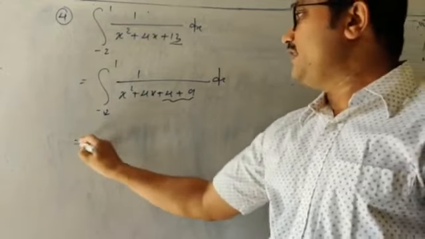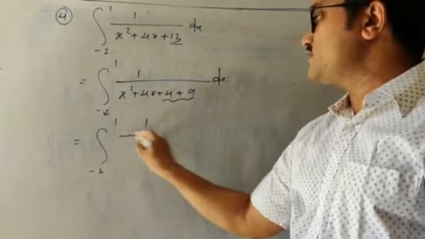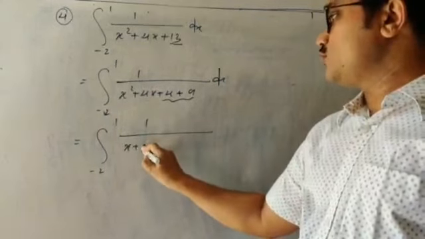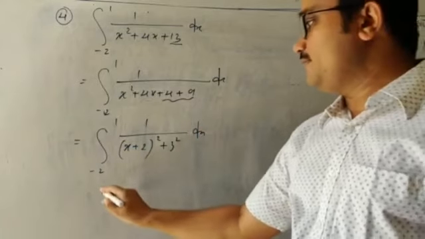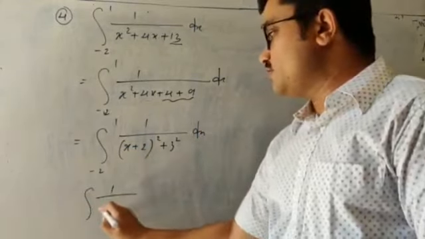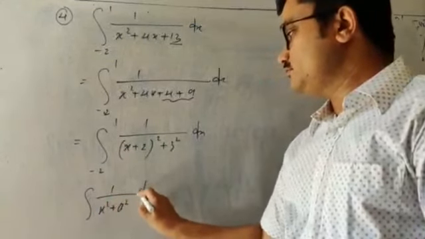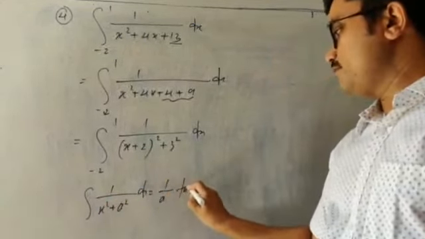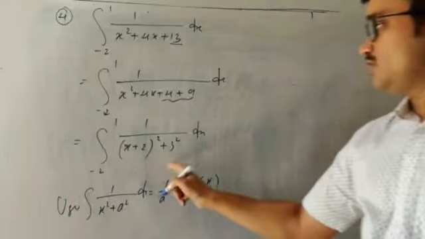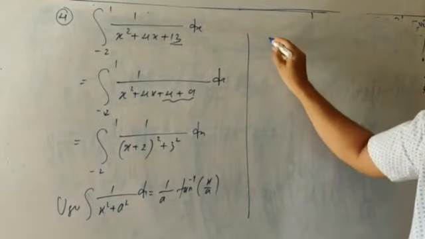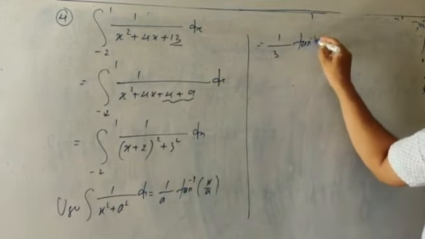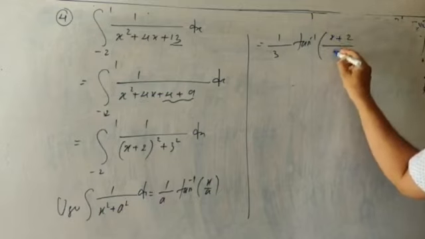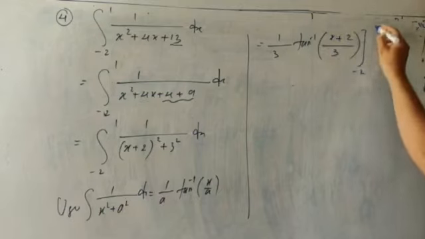dx. So this can be written as integration from minus 2 to 1 of 1 upon x plus 2 the whole square plus 3 square dx. Correct? This is of the form 1 upon x square plus a square, which is 1 upon a tan inverse x upon a. So you have to use this. Using this, 1 upon 3, since the role of a is played by 3, tan inverse of x plus 2 upon 3, from minus 2 to 1.